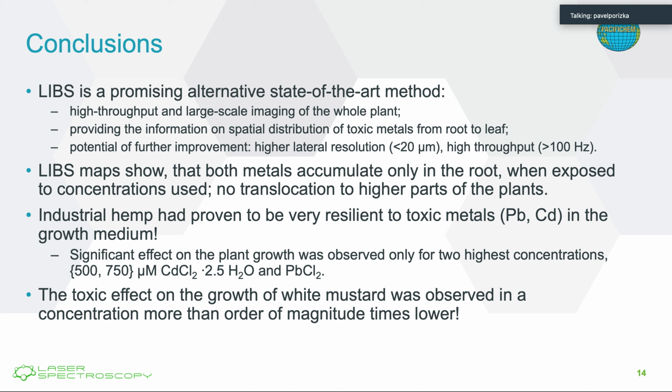So as I've been showing those maps, LIBS shows that really even for low contents, the cadmium and lead are getting not just to the root but also to the stem and proliferate throughout the plant. And this has to be highlighted, and it was confirmed and is related to the literature research, that industrial hemp is really a robust plant which withstands a lot when it's being grown in toxic environments. So you should be careful about this.